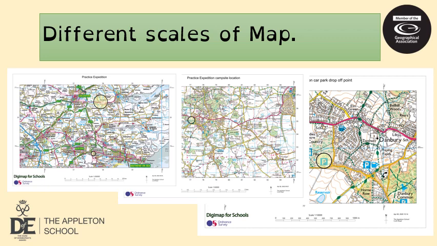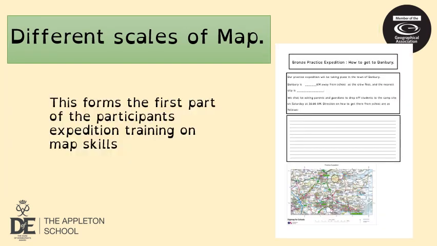After a bit of group work on this, they then produce a how-to-get-there instruction sheet to take home, and they also photograph it for evidence. So this forms the first part of the participants' expedition training on map skills, and as you can see from the sheet I've included, it's got some gaps for the students to fill in, and then a longer section where they design their own instruction sheets for their family. This is then photographed and inserted into eDofE for evidence of their expedition training.